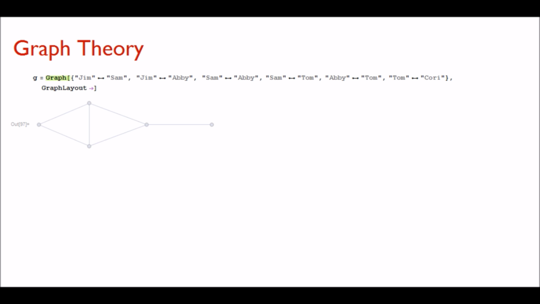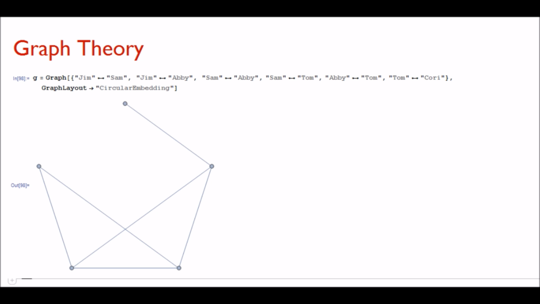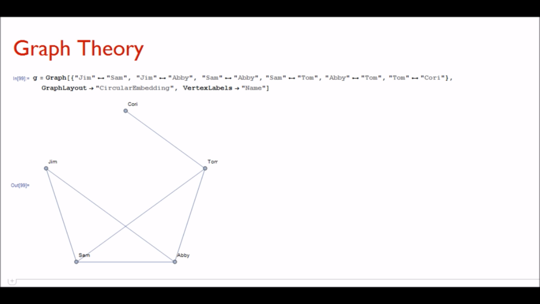And here I'll choose the circular embedding to put them in a circle, and when I run this, it looks more familiar. At a glance though, I can't tell which vertex is which, so I can turn on vertex labeling by typing vertex labels and then selecting name, and that means that it'll give the name of each vertex above each vertex point. So if I run this, I can see at a glance which one is which. So this one is Corey, this one is Tom, and so on.